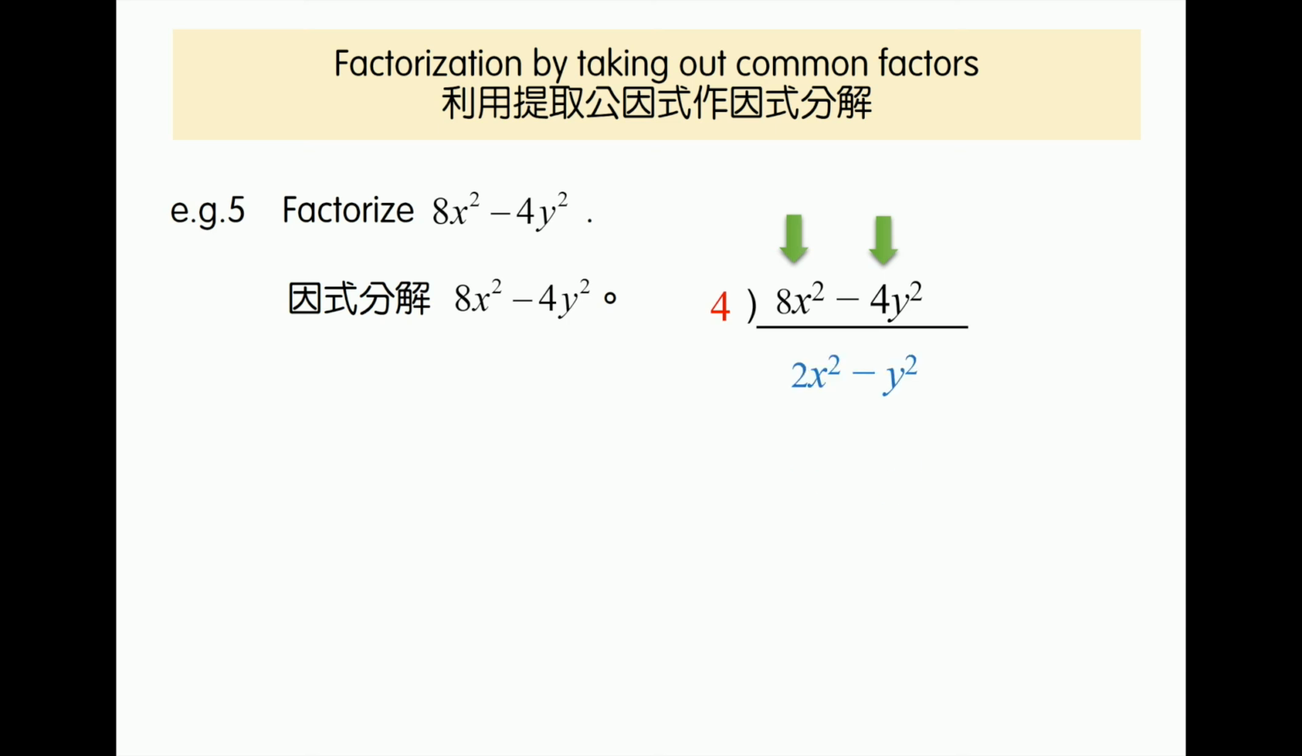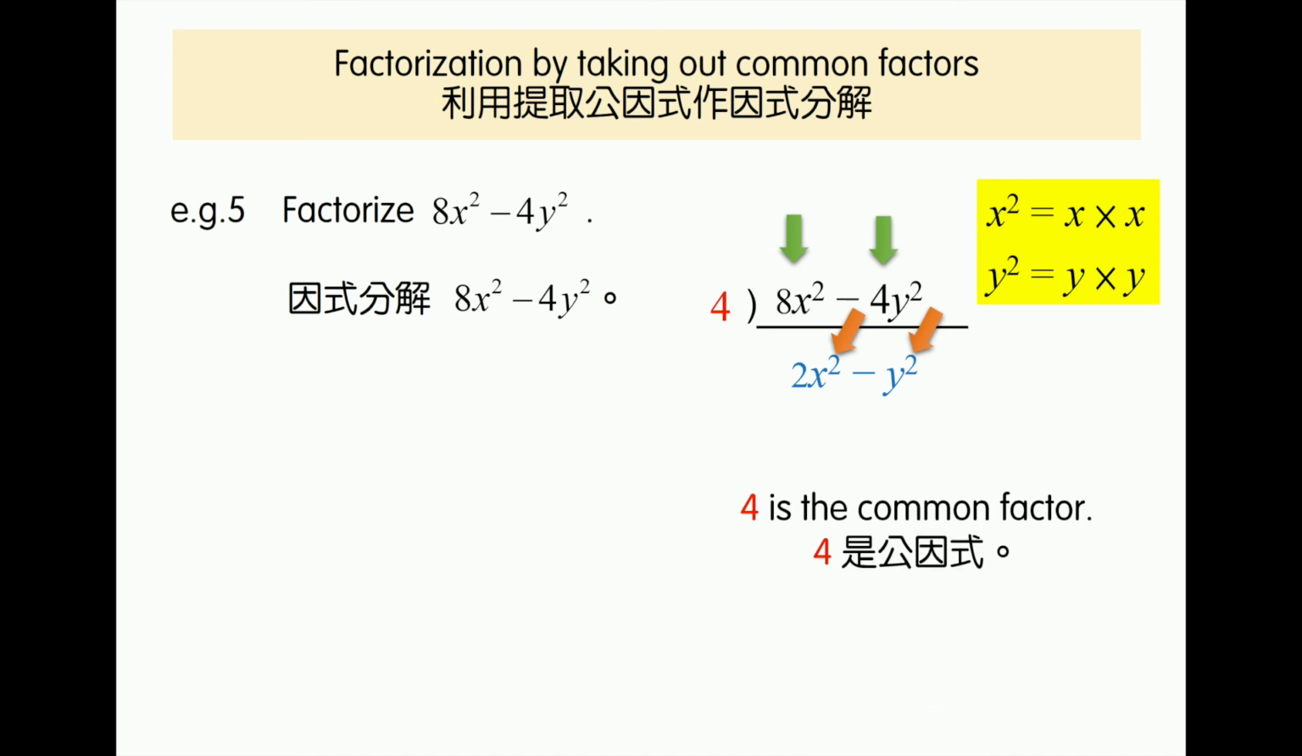But when there are indices, we need to be careful. Some people may ask, both are to the power of 2. Can we take out the 2? We need to remember that x squared is actually equals to x times x. Y squared is y times y. When you take it apart this way, you'll realize there are no common factors that we could take out. Therefore, we stop here. We only took out 4 as the common factor. So after factorization, the final answer is 4 bracket 2x squared minus y squared.